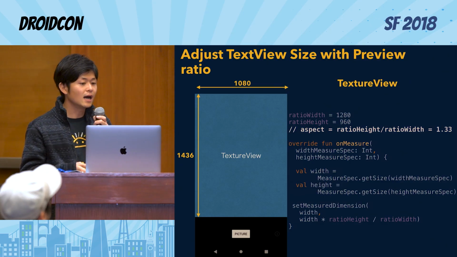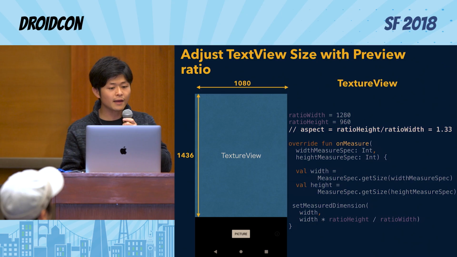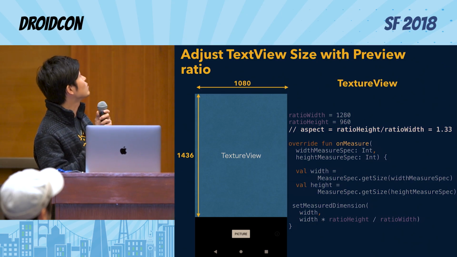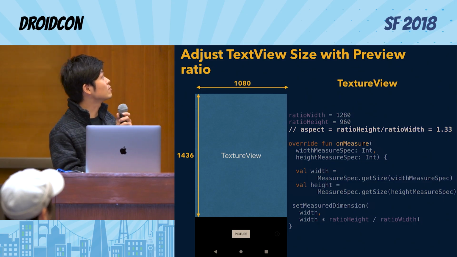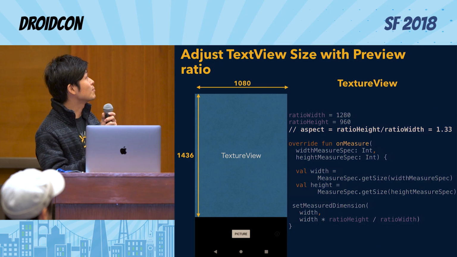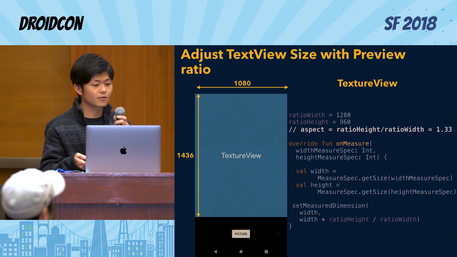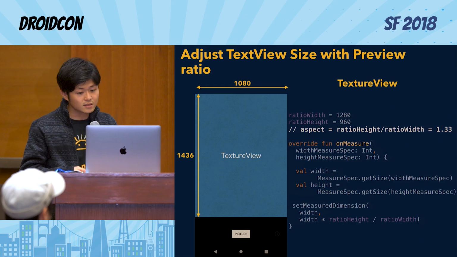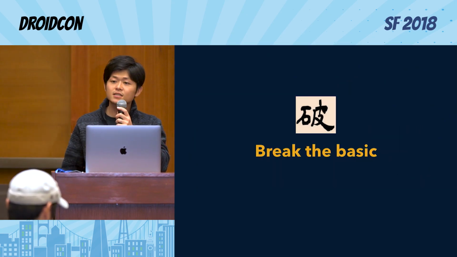Now, based on this preview size, we can adjust the texture view size. With 1.33, we get 1436. That's the actual texture view size based on the aspect ratio. So this is how to calculate the preview height. Now the basics are over.